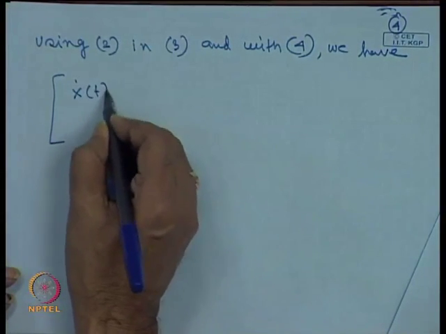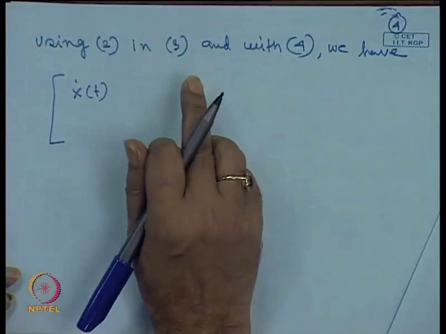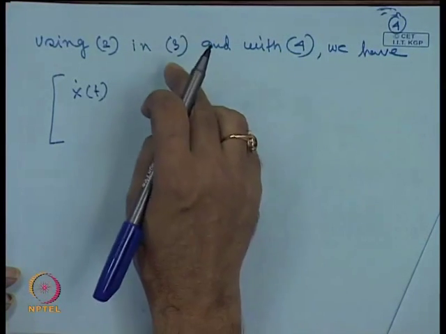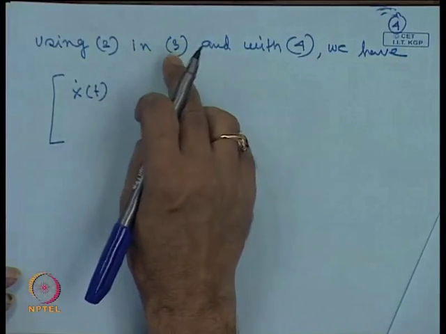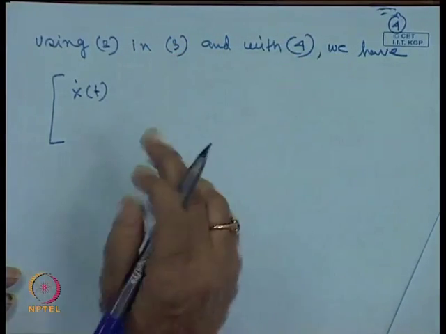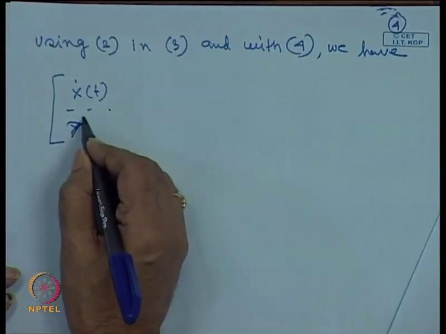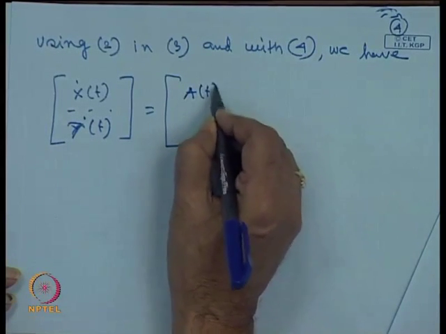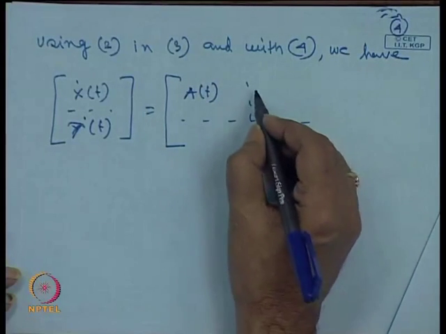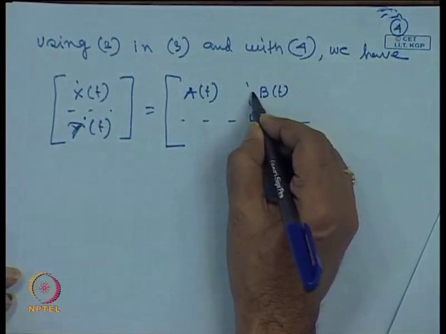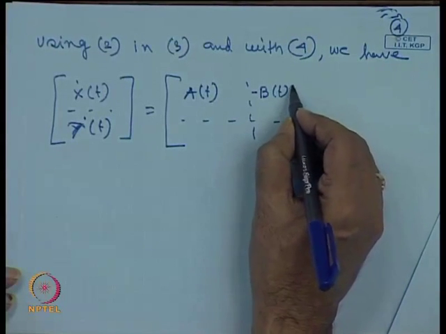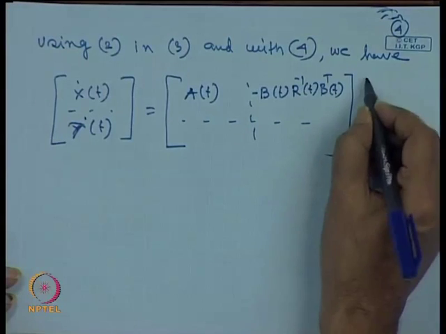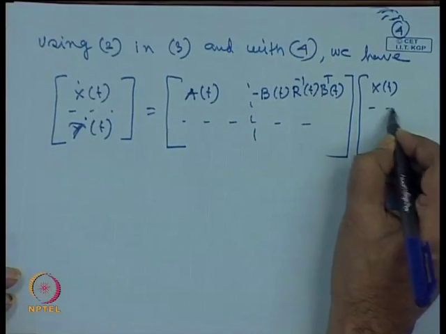So, x dot of t, that means in equation number 3 you are using the expression of u of t, and then augment equation 3 with 4. So, I am just doing this: x dot of t is equal to a of t, then b of u of t, b is your b as it is, u of t is what, r inverse b transpose lambda of t, and that I am writing with x of t and lambda of t.